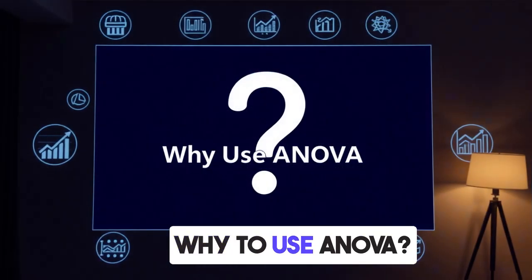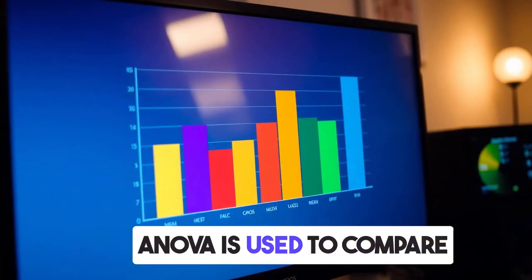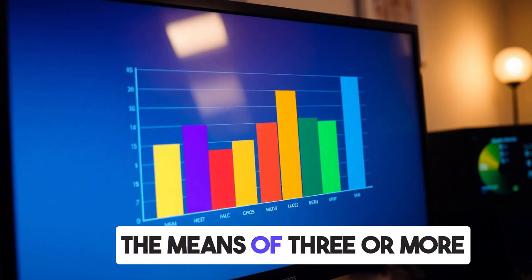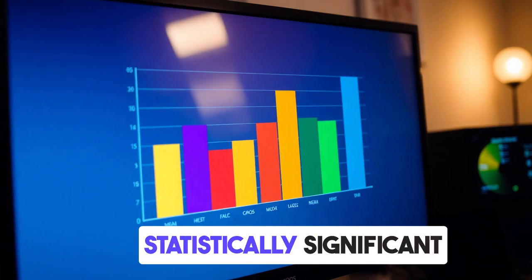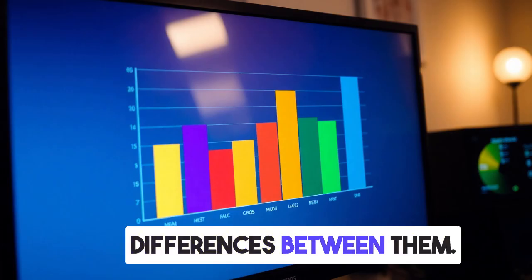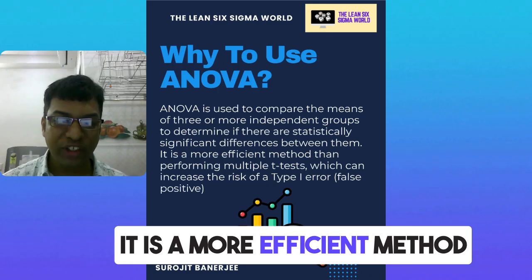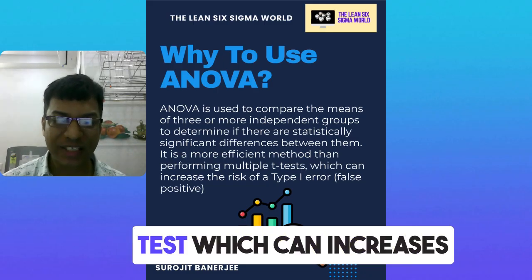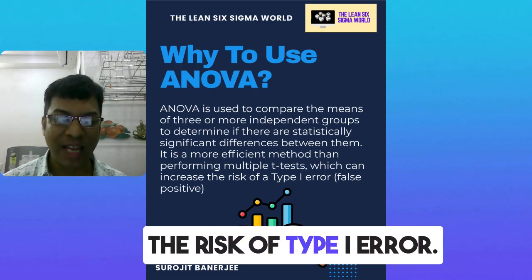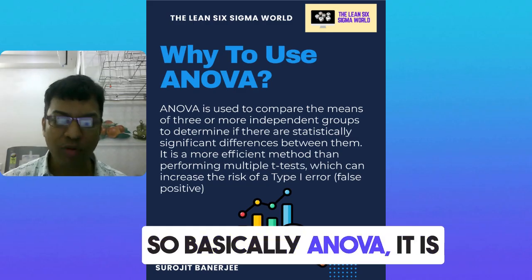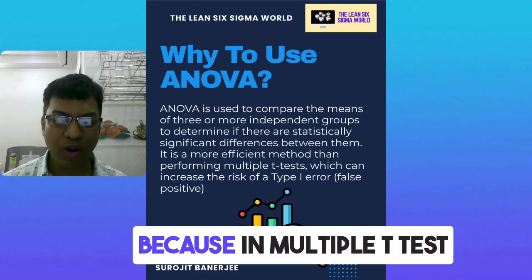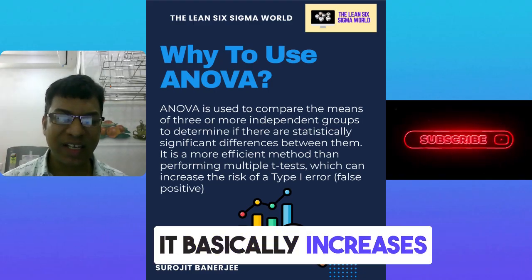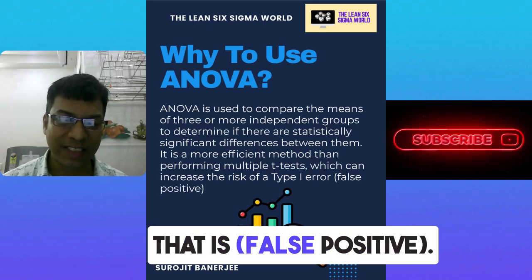That is why to use ANOVA. ANOVA is used to compare the means of three or more independent groups to determine if there are statistically significant differences between them. It is a more efficient method than performing multiple t-tests, which can increase the risk of type 1 error. Basically, in multiple t-tests, the risk of type 1 error increases. That is a false positive.